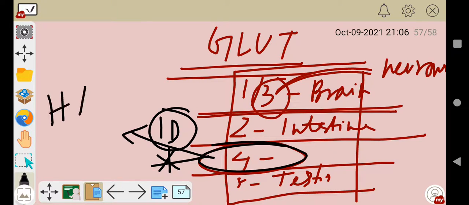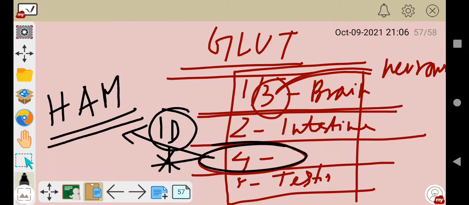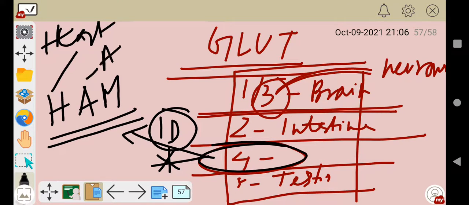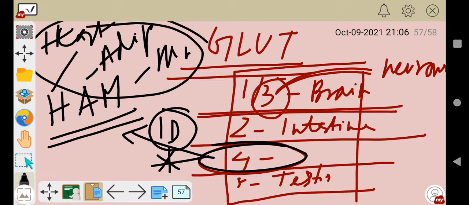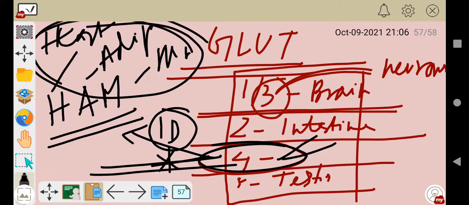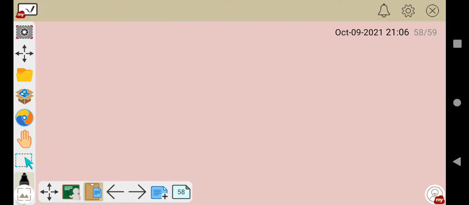Just remember HAM. So GLUT4 is HAM. What is HAM? H for heart, adipose tissue, and skeletal muscle. Insulin dependent GLUT transporter. You remember this? This one is insulin dependent. HAM, heart, adipose tissue, skeletal muscle. This has been asked thrice. Chalo.